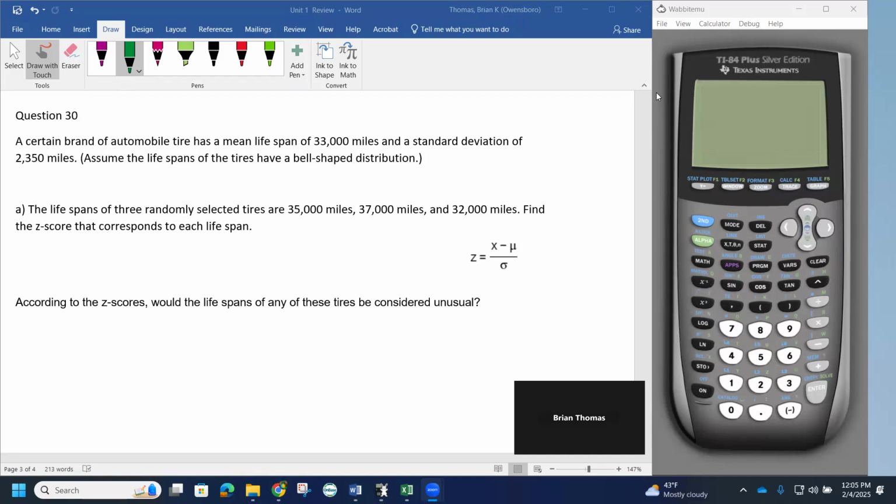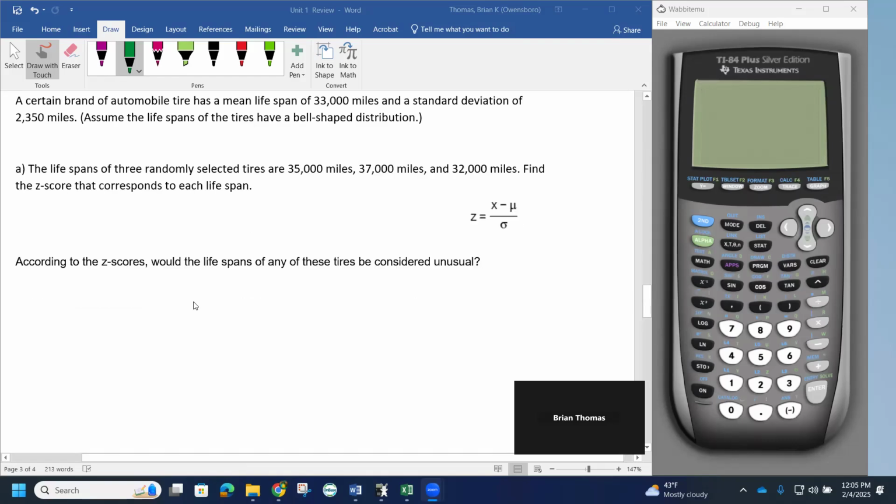A certain brand of automobile tire has a mean life of 33,000 miles. That's not very much. And a standard deviation of 2,350 miles. Assume the lifespans of the tires have a bell-shaped distribution. We'll call this normal distribution later on, but the bell shape is the word we have right now. Part A says the lifespans of three randomly selected tires were 35,000, 37,000, and 32,000 miles. Find the z-score that corresponds to each lifespan.